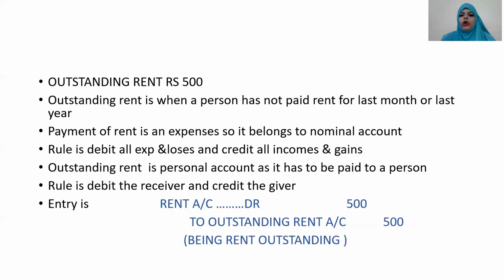Okay. So according to the rule, rent account debited to outstanding rent, because rent is an expense, so debit all expenses and losses, and credit the giver. What you have to give, that is outstanding rent. Being rent outstanding is your narration. So we have to particularly identify what are the things involved in the transaction, and what are the accounts involved. According to that, we have basically three rules, so we have to follow those three rules to do our journal entry.